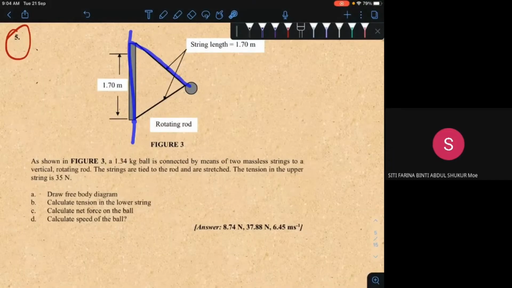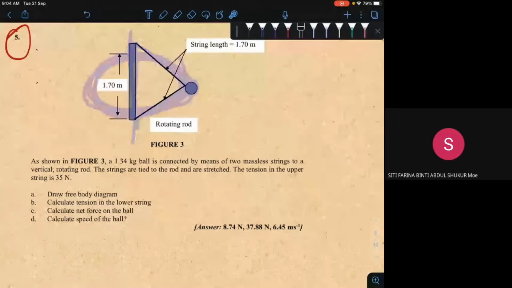So apa yang kamu buat adalah kamu akan biar dia rotate sebab ini adalah rotating rod. So bila dia rotate, bola tu akan pusing begini. Okay, you're also making a circular motion here in this direction. The strings are tied to the rod and are stretched. The tension in the upper string is 35 Newton. So dia kata tension dekat tali atas ni ada sebanyak 35 Newton.